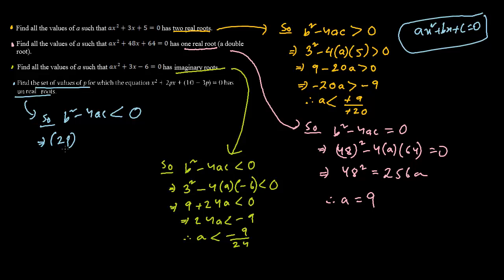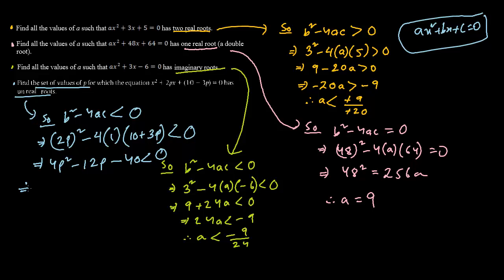So this is 2p whole squared minus 4. a is 1 and c is 10 minus or plus. Let me use this as plus. So 10 plus 3p is less than 0. So what you do, you multiply: this would be 4p squared minus 4 tens are 40, and this is 3p. So 4 threes are 12p, minus 4 tens are 40, less than 0. Divide both sides by 4. This will be p squared minus 3p minus 10 less than 0.